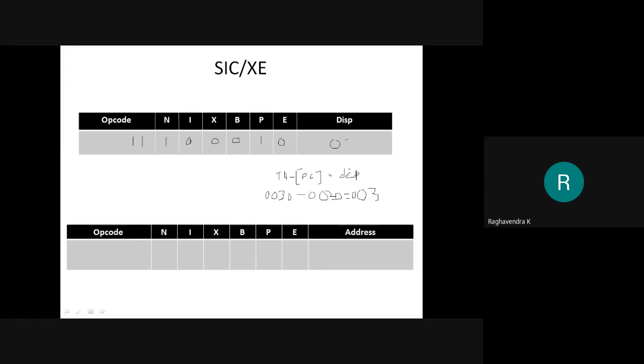So I'll write 003 here. Now let us check what the instruction is. Okay, so 3 as usual does not change. This is 11110, so it is 3E. So this is 2003. Got it? This is how you assemble an indirect addressing mode.